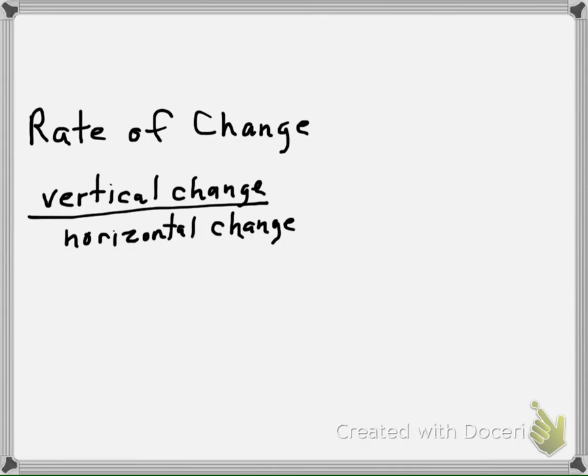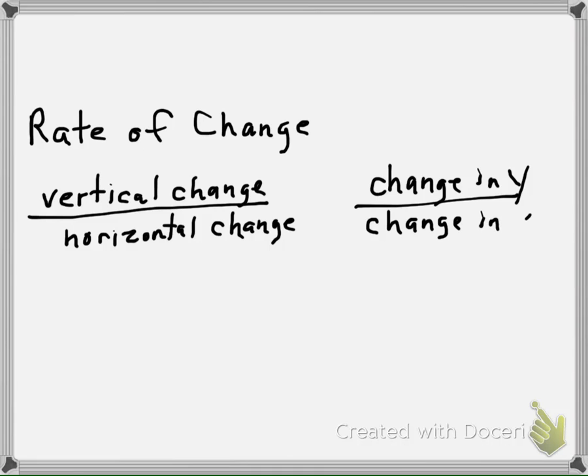Okay? Now, if you think about a graph, the vertical change, vertical is your y coordinates. So this is going to be your change in y. And moving side to side is your x. Horizontally is x, so that will be your change in x. These are the same thing. So you can think of rate of change as either the change in y over the change in x, or the vertical change over the horizontal change.